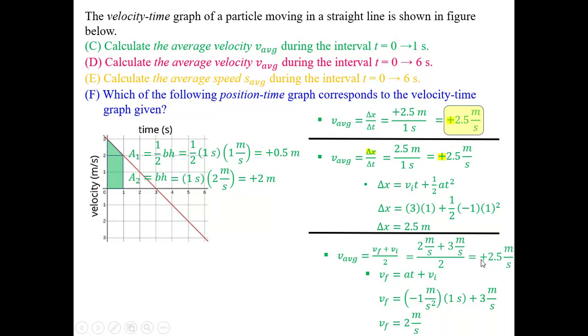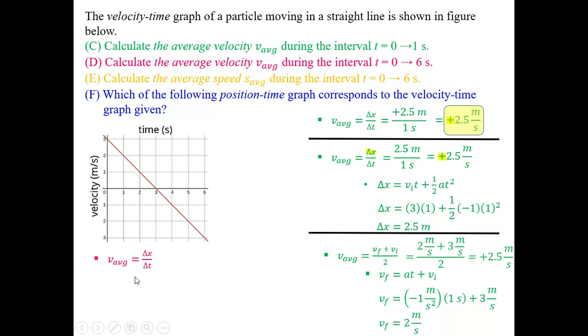And once again, the positive sign here is there because this particular motion is moving to the right during the first second, because all these velocities are positive. Okay, that's that. Let's go ahead and do part D. Part D wants us to calculate the average velocity during the first 6 seconds, from 0 to 6. So, using the same strategy here, once again, average velocity is displacement over time. Well, how do I find displacement?